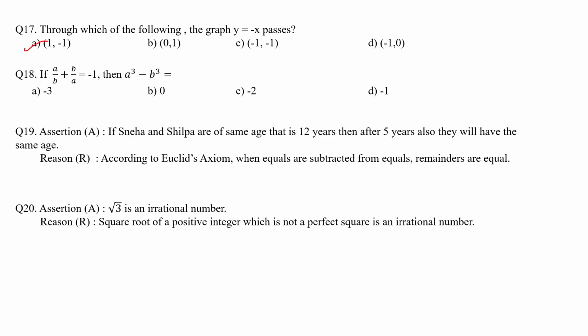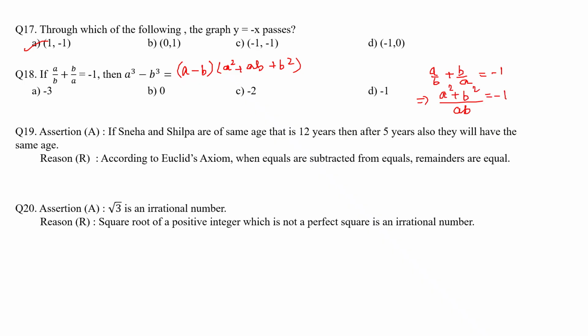Now next is A by B plus B by A equal to minus 1. Then find A cube minus B cube. Now first, A cube minus B cube is an identity which I can write as A minus B into A square plus AB plus B square. Okay. Now let's take what is given here. A by B plus B by A equal to minus 1. Let's take the LCM. So it will be AB. So here it is A square plus B square equal to minus 1.